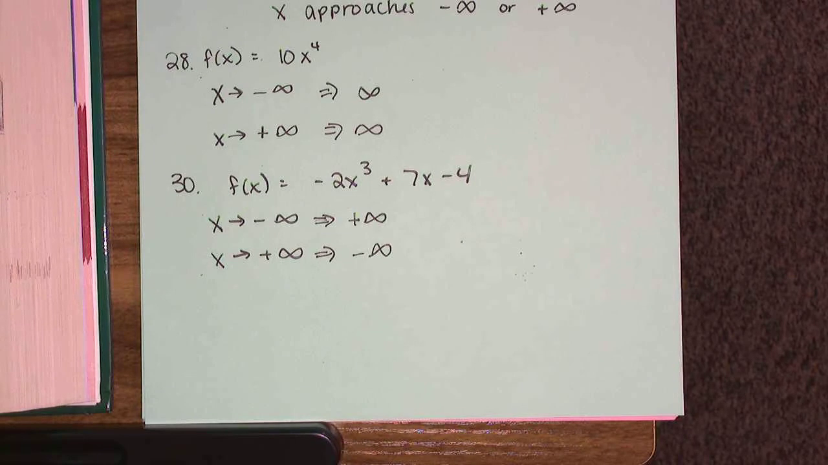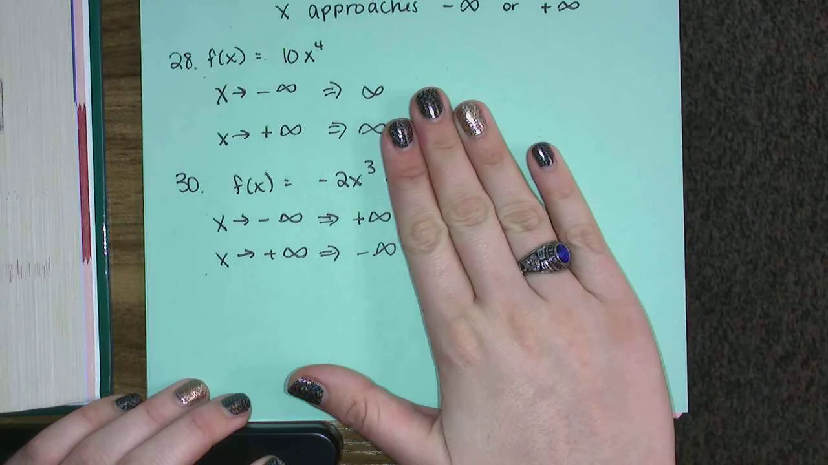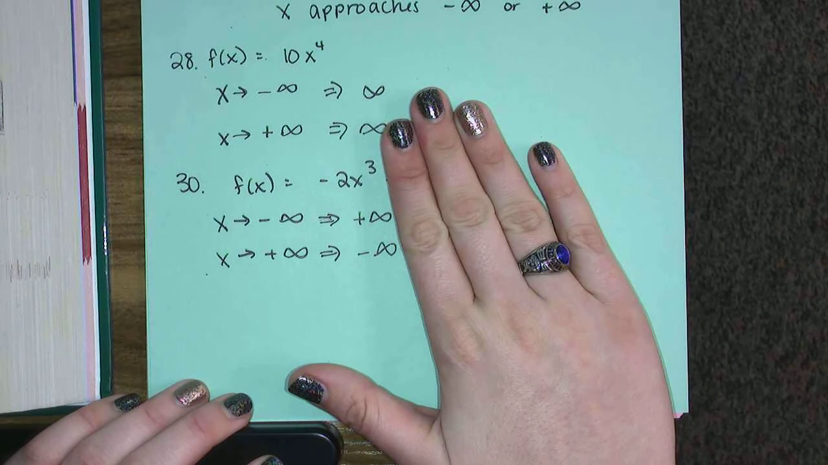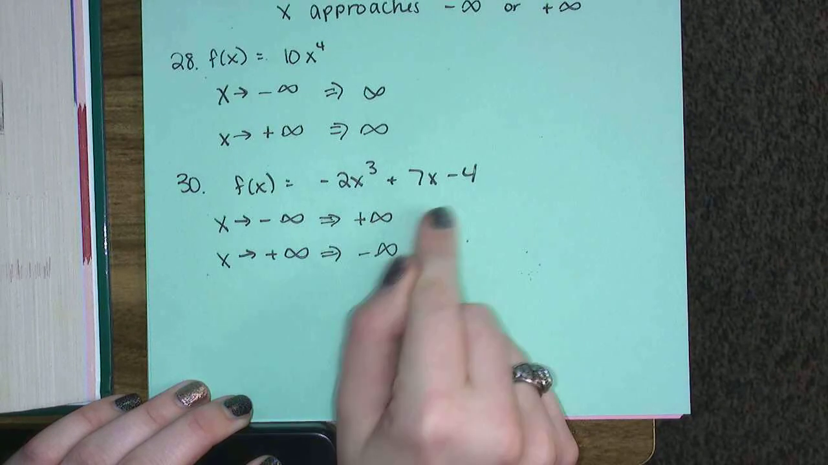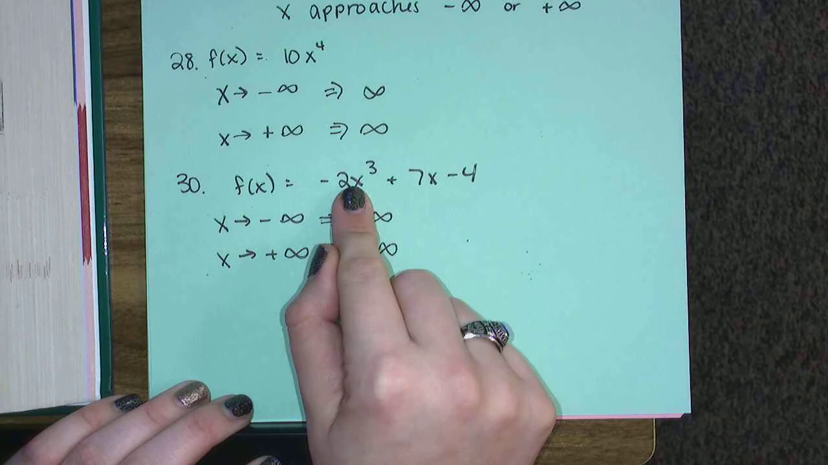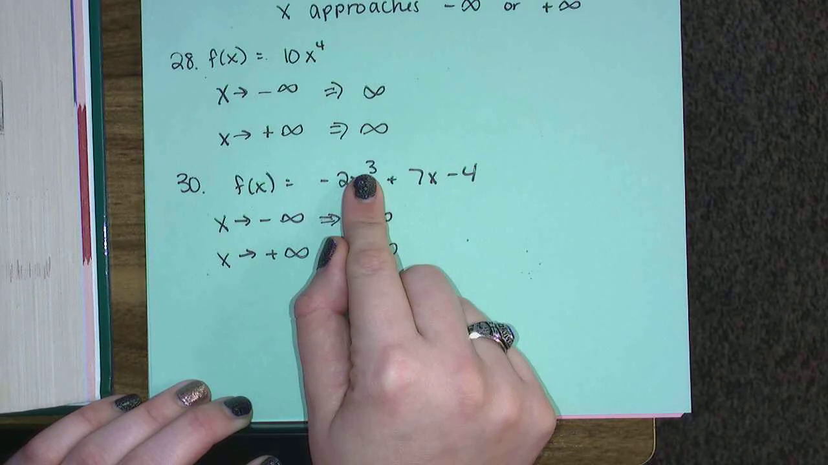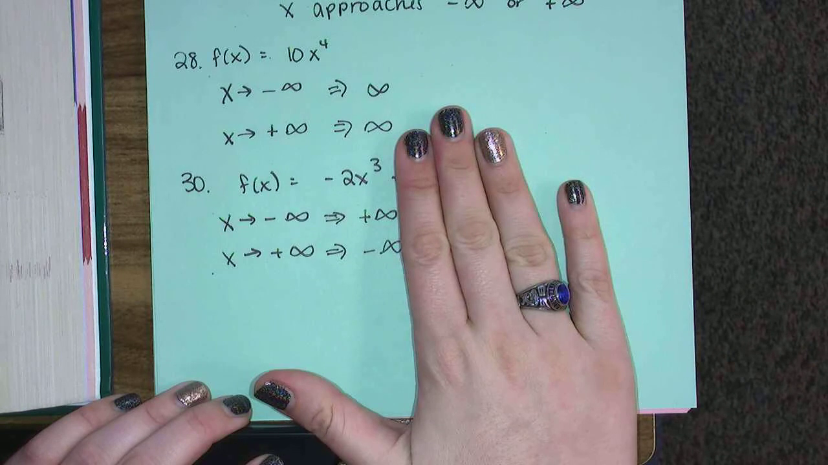So you're only focusing on the biggest term, because the other ones are going to be irrelevant as you go out to infinity. If I plugged a million in here, this 7 times a million is going to be pretty irrelevant compared to a million being cubed and then multiplied. That's just going to be little extra stuff that we're going to ignore. So we're only going to look at the biggest term.